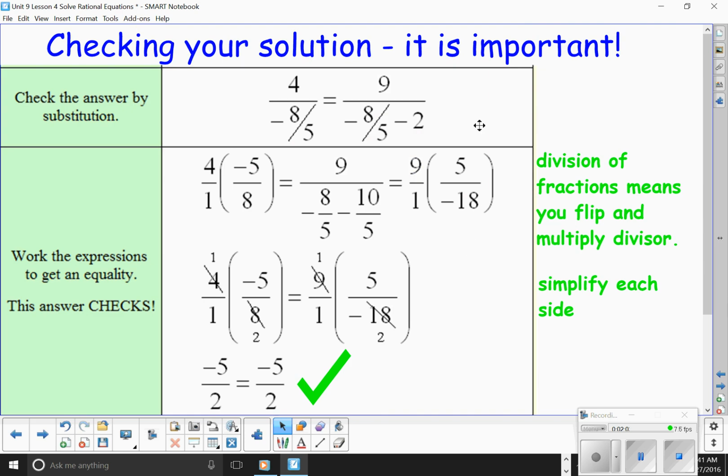Now, the other way to do it is you can always plug it back in and check. Okay, so I plug the -8/5 in and I do my entire check. Division of fractions means you flip and multiply by the divisor. Simplify each side. Everybody good there? And again, the checking, just make sure you did the algebraic work correctly, as well as that you didn't identify a restricted value as a solution.